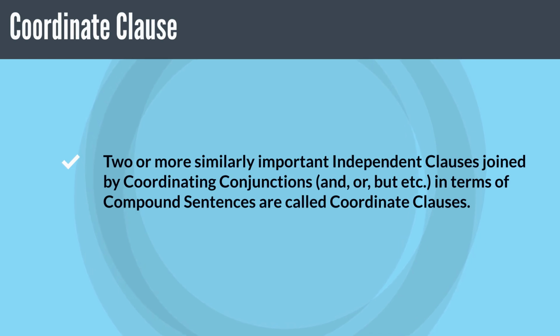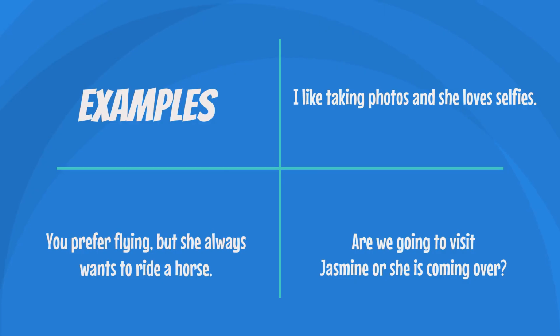Coordinate clause. Two or more similarly important independent clauses joined by coordinating conjunctions, and, or, but etc., in terms of compound sentences, are called coordinate clauses. Examples: I like taking photos and she loves selfies. You prefer flying but she always wants to ride a horse. Are we going to visit Jasmine or is she coming over?